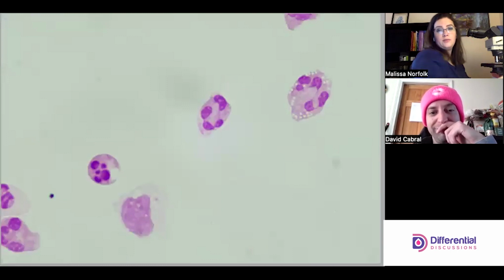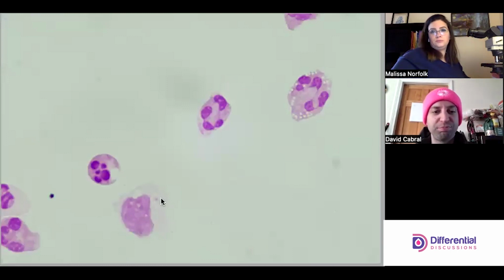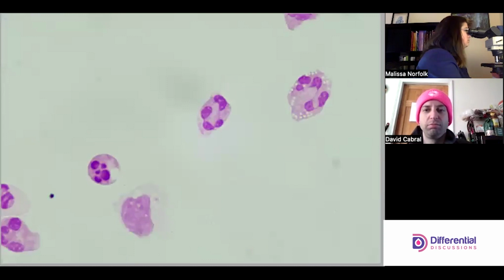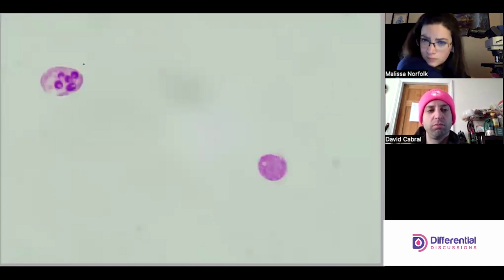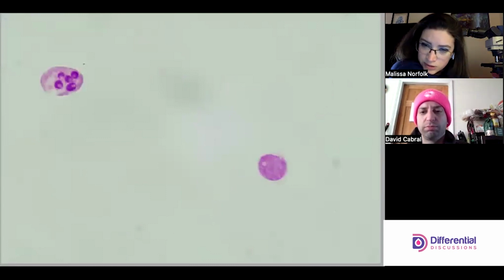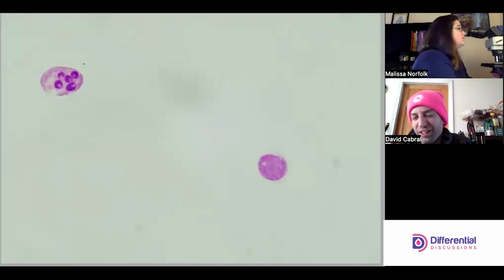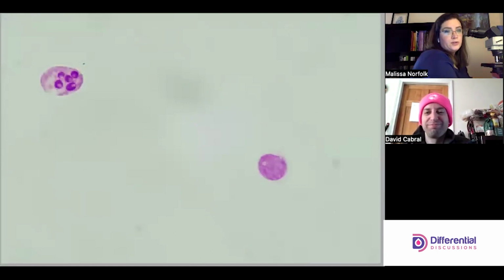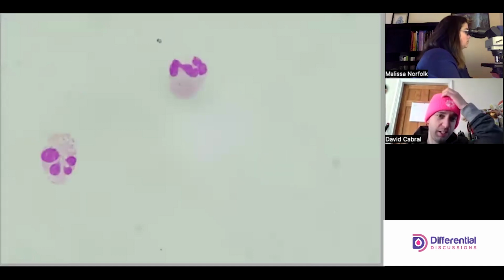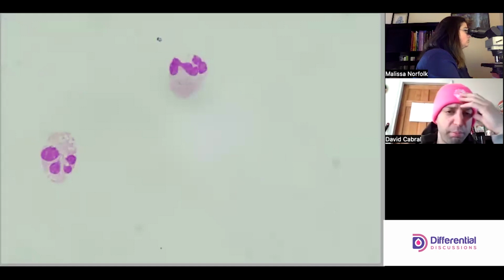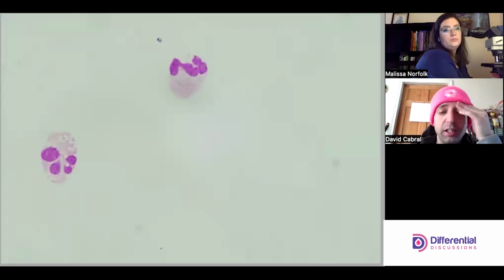A nice mono here. Beautiful mono. It's kind of hard to see if there's cytoplasm on that guy. So it could be a stripped lymph nucleus, or just a lymph. And then that's a pyknotic neutrophil. Nope. It's good to look for bacteria when you have neutrophil counts like this.